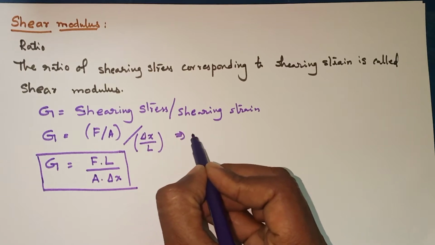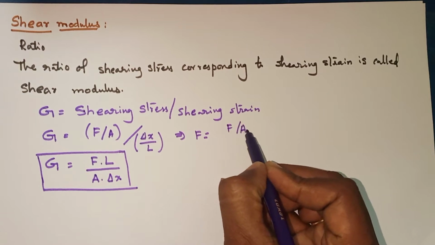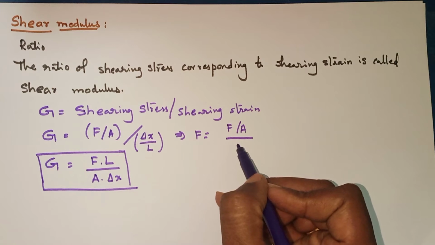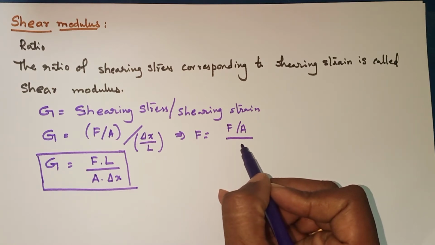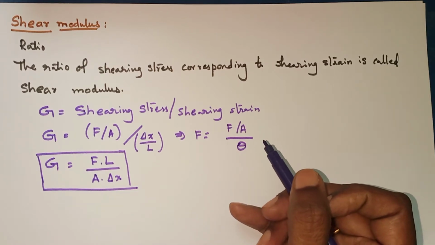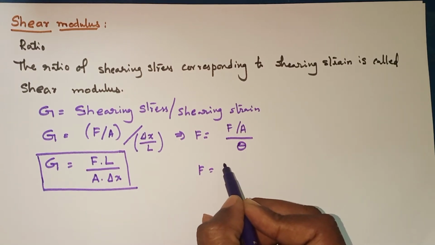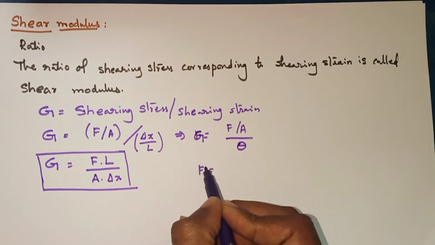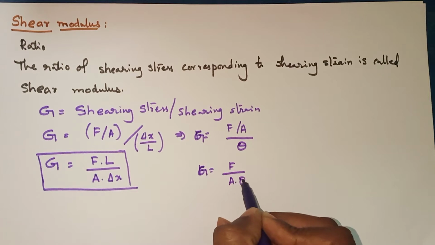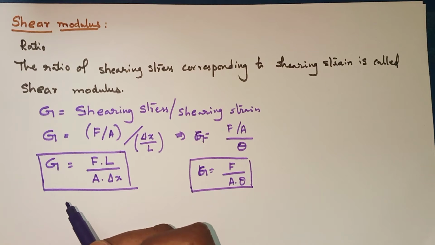Or, G is equal to F by A divided by what? This is called theta. Of course, it is tan theta, but for small angles tan theta is equal to theta. Now I would write it as theta. Right? G is equal to F by A into theta. This is the shear modulus.